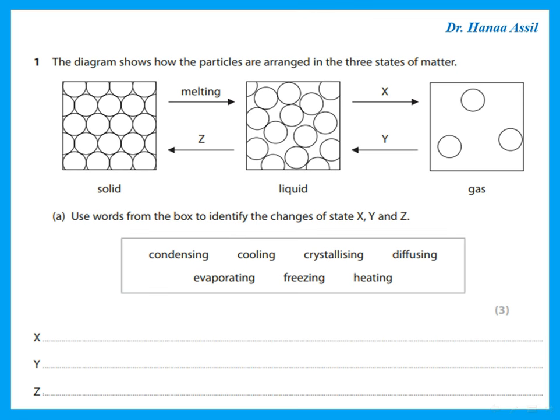The diagram shows how the particles are arranged in the three states of matter. Use words from the box. So you're choosing words from the box to identify X, Y, and Z. What is X? X is the change from liquid to gas, so that is evaporating. What is Y? Y is from gas to liquid, so that is condensing. And Z is liquid to solid, so that is freezing. Please, in these kinds of questions, notice the direction of the arrow.